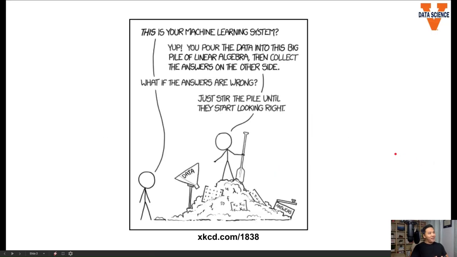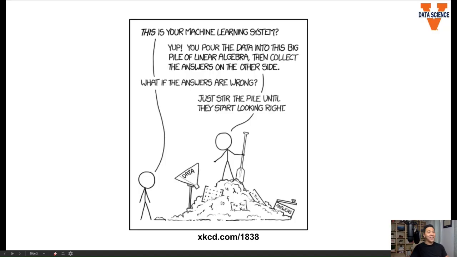Well, let's start with a meme, and I really like it, from XKCD. The meme said, "Is this your machine learning system?" The guy said, "Yep. You pour data into this big pile of linear algebra and then collect the answers on the other side." The other guy said, "What if the answers are wrong?" "Just stir the pile until they start looking right."